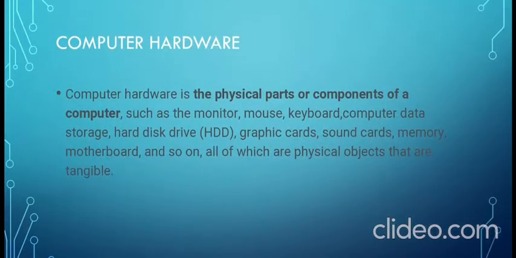So what is the definition of computer hardware? Computer hardware is the physical parts or components of a computer, such as the monitor, mouse, keyboard, computer data storage, hard disk drive, graphic cards, sound cards, memory, motherboard, and so on, all of which are physical objects that are tangible.